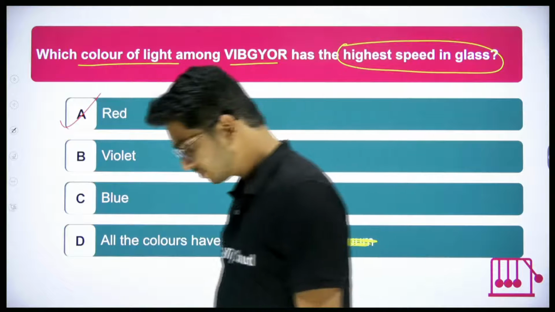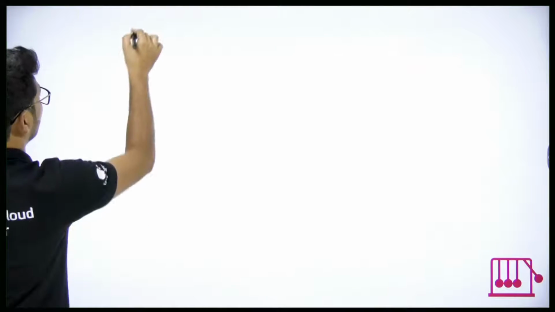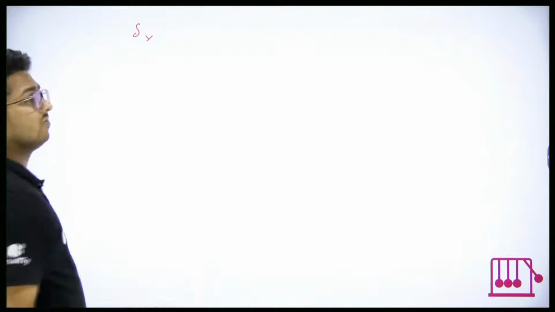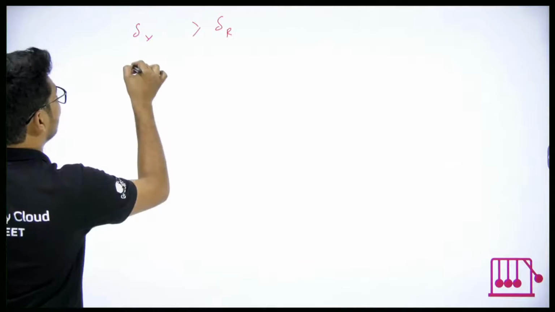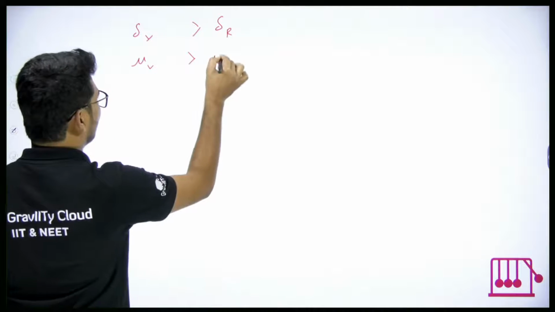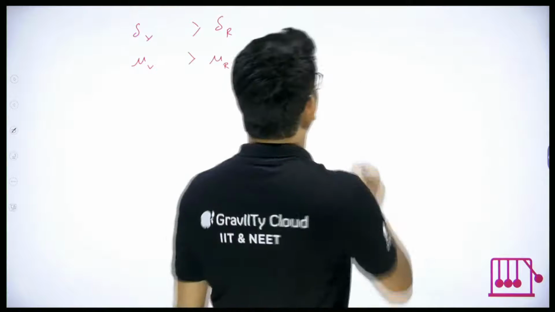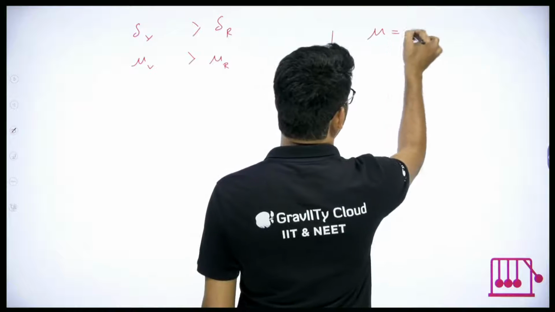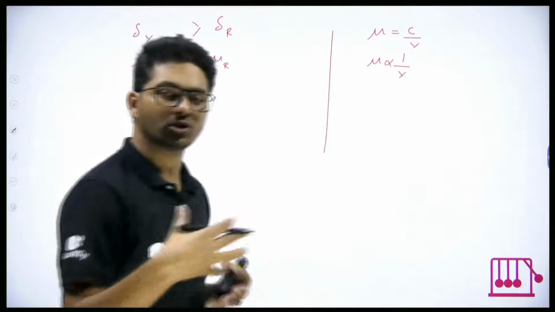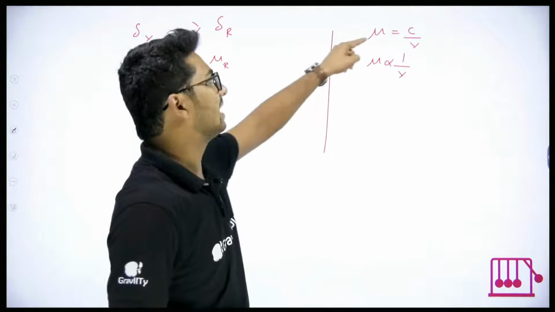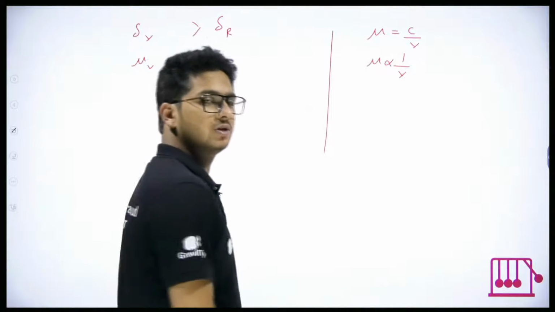I'll explain. The information that we know until now is that the deviation of violet light is greater than the deviation of red light. Then the refractive index of violet is greater than the refractive index of red. These are the 2 points that we understood. But we know that refractive index is equal to C by V. That means refractive index is inversely proportional to V, speed. Refractive index in the numerator, speed in the denominator. That means they are inversely proportional.